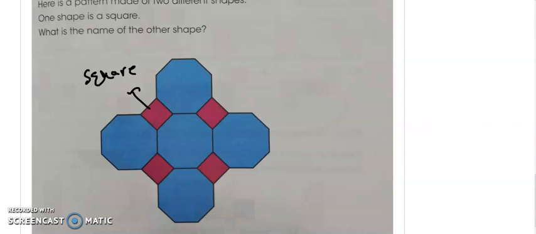For that we need to count the number of sides. If I count the number of sides starting from here, it's 1, 2, 3, 4, 5, 6, 7, and 8 sides. And an 8-sided shape is called an octagon. So this shape is an octagon.